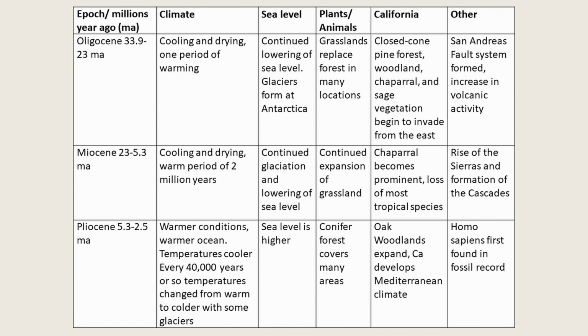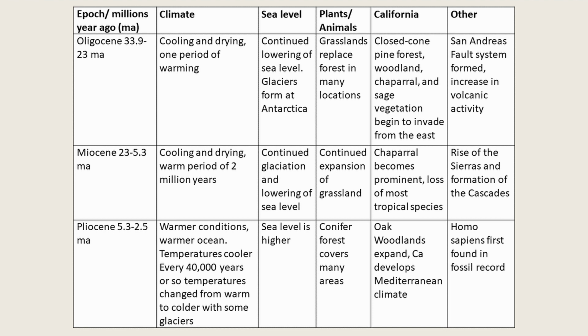All right, the next three epochs. The Oligocene. This is a cooling and drying epoch with one period of warming, again, that up and down, continued lowering of sea level, and most important, we start to find glaciers in Antarctica, so ice is forming. The grasslands begin to spread around the globe, replacing forests in a lot of locations.